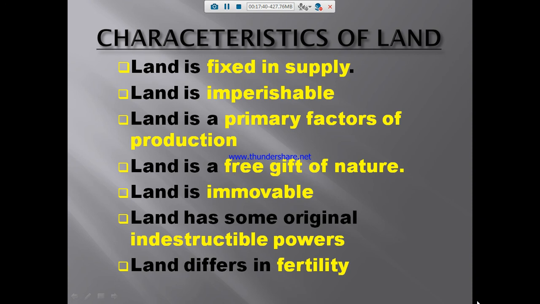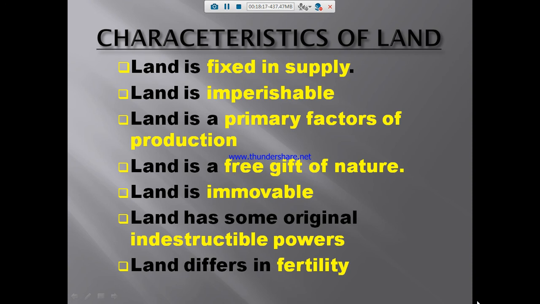Land differs in fertility. The fertility differs on different pieces of land. One piece of land may produce more and another may produce less, according to the fertility and wealth of the land. As a gift of nature, the initial supply price of the land is zero only. When used in production, it becomes scarce and we fetch a price for the land accordingly. Okay, those are the characteristics of land.